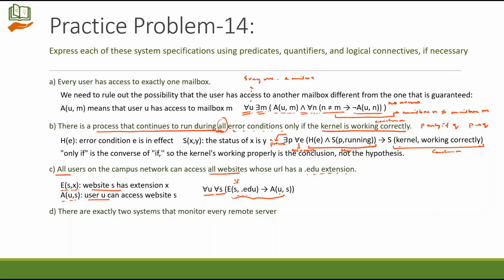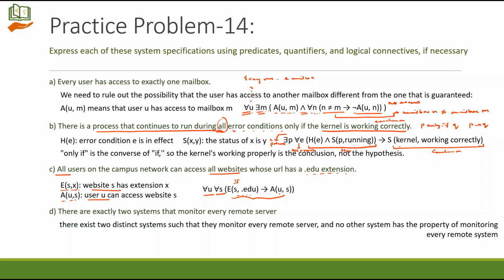There are exactly two systems that monitor every remote server. So we have to talk about two systems and we have to say both the systems are not the same, and we have to say both are monitoring every remote server. There exist two distinct systems such that they monitor every remote server and no other system has the property of monitoring every remote server. M of A, B: system A monitors remote server B.